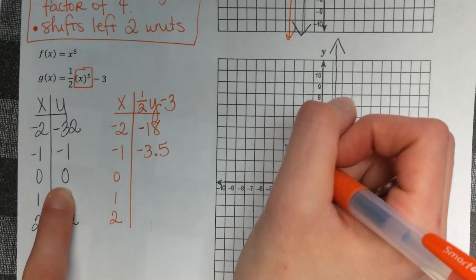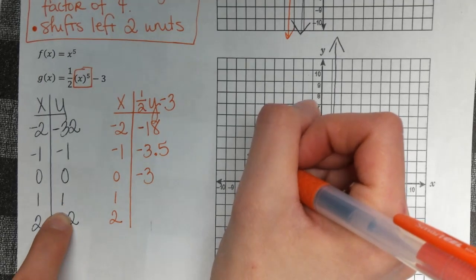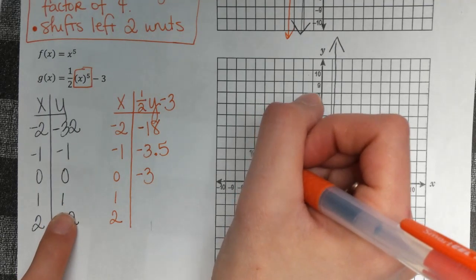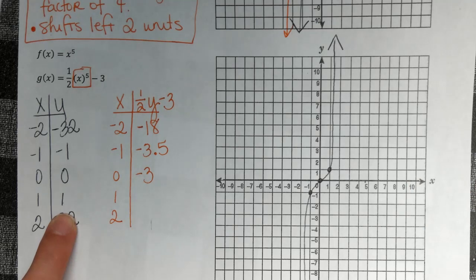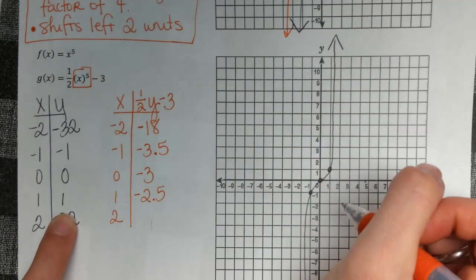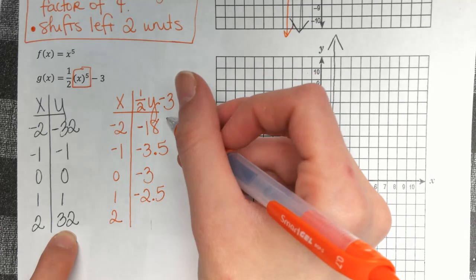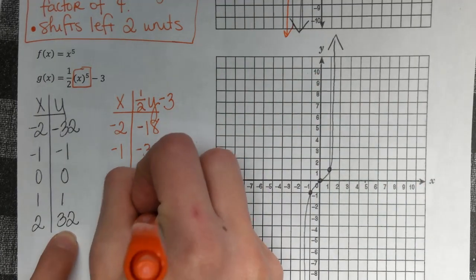0 times 1/2 is 0 minus 3 is a -3. 1 times 1/2 is 0.5. Now you have a positive 0.5 minus 3. That's a -2.5. And then I have a 32 times 1/2, which is 16. 16 minus 3 is 13.